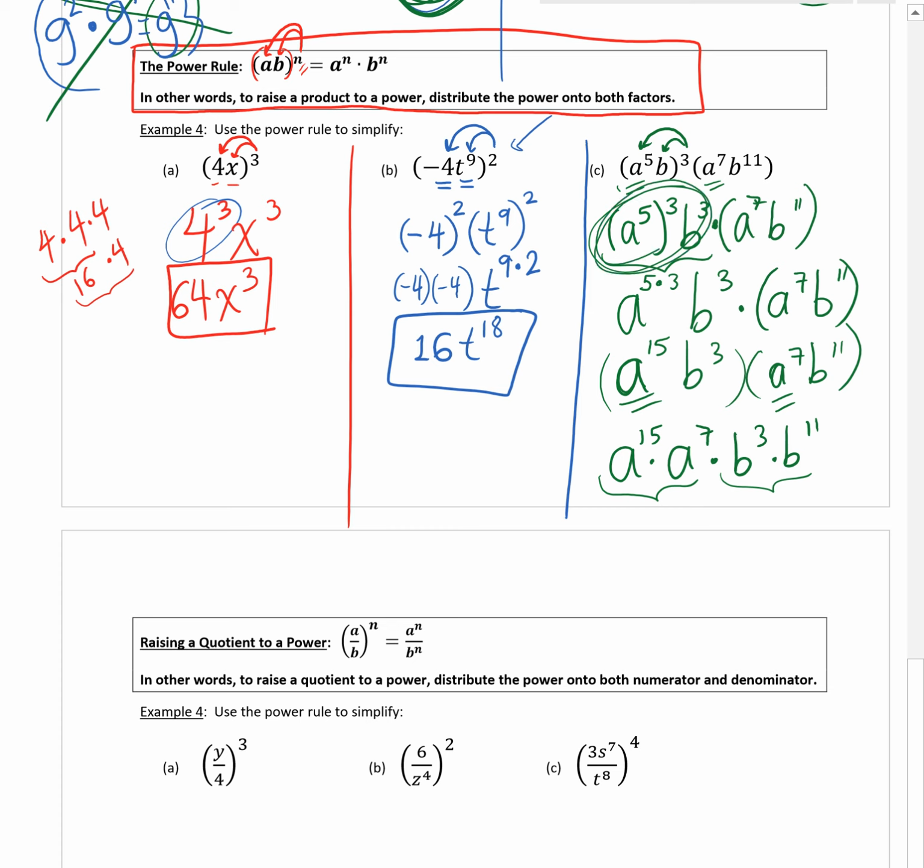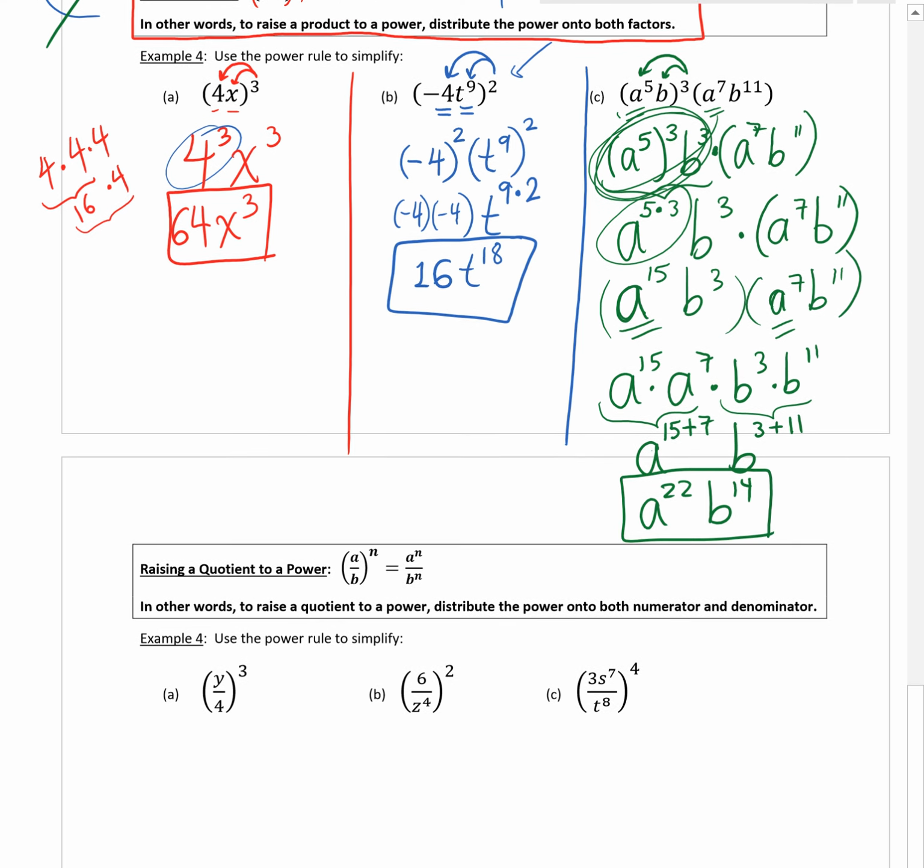This was a to the 5th to the 3rd. There's only one base there, so you multiply the powers. But here I have two separate bases, a times a, so I'll be adding the powers, 15 plus 7. And then the same thing with the b's. There are two separate bases, so I'm going to be adding 3 plus 11. So it must be a to the 22nd power, b to the 14th power. Whew. That's probably as bad as these problems get. That's pretty complicated right there.